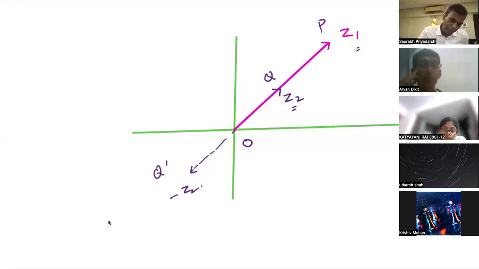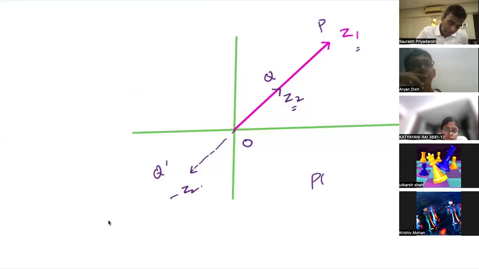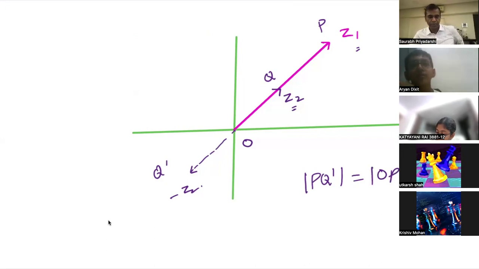So what I have to take is which length? PQ prime's length is equal to OP's length plus OQ prime's length. Yes, sir. So that's equal. Right? So Z2 must be on the same side.